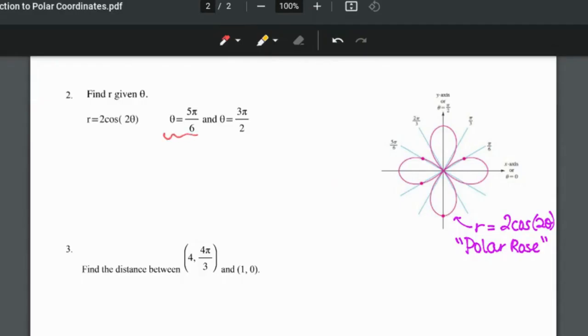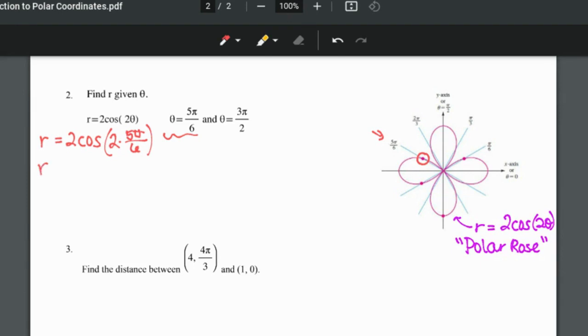We're going to do the same thing for number 2. We're going to now use the equation r equals 2 cosine of 2 theta, and we're going to substitute in 5 pi over 6 into theta, and 5 pi over 6 is over here, and we are finding the r coordinate for that point, and that is the picture of a polar rose. That's what you call that graph, by the way.